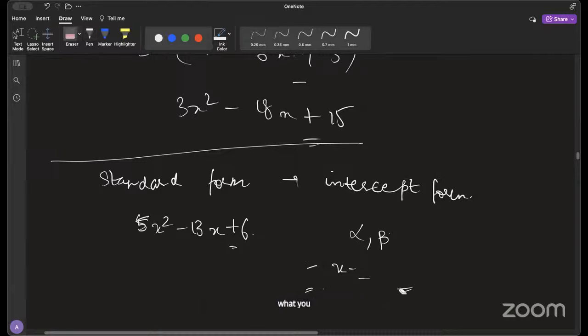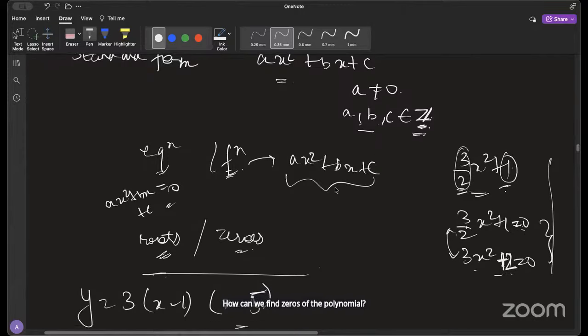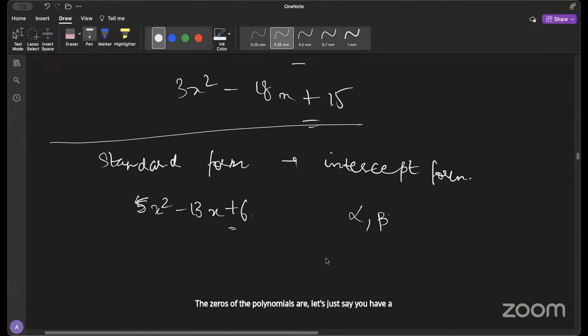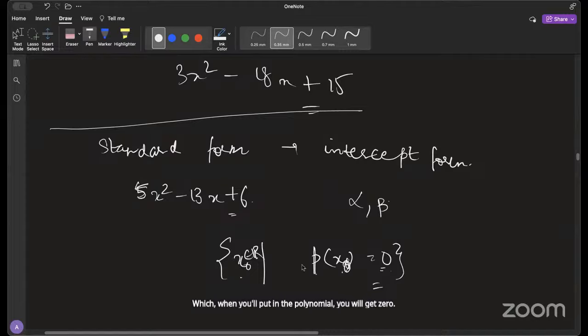What you do here is, how can we find the zeros of the polynomial? The zeros of the polynomial are, let's just say you have a polynomial p(x). Zeros just mean x naught. If I write it in set form, it's a collection of x naughts belonging to real numbers such that your p(x naught) becomes 0. You want the values of x, which when you put in the polynomial, you will get 0. Those are called the zeros of polynomial p.